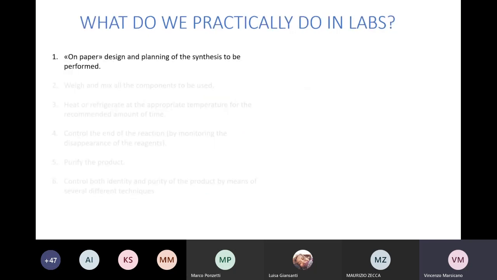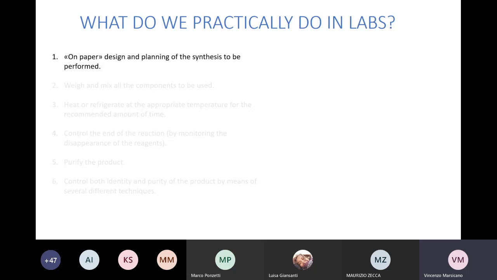Just before going any further, I would like to explain a little bit what we practically do as a synthetic organic chemist. As you may imagine, the vast majority of us think about organic chemistry as something really theoretical, reactions that have to be written on paper or in a book. In reality, those reactions that we write on paper can be practically made in labs, and the practical part in organic chemistry is very, very important. So let's go through the steps that can be followed when performing an organic synthesis in the lab.